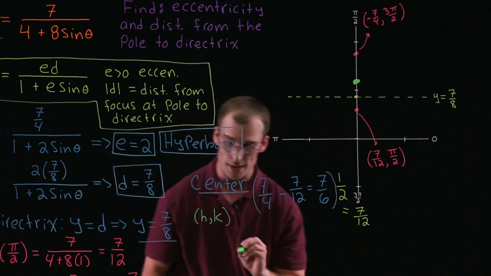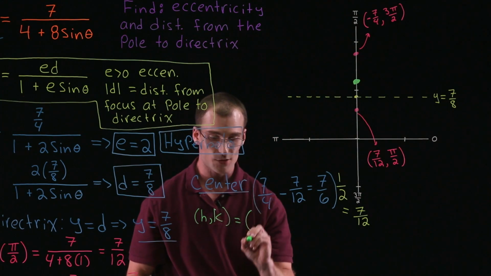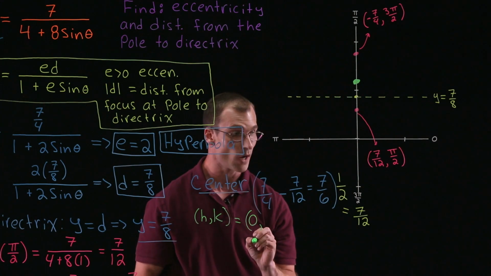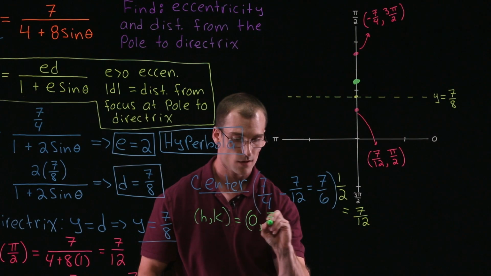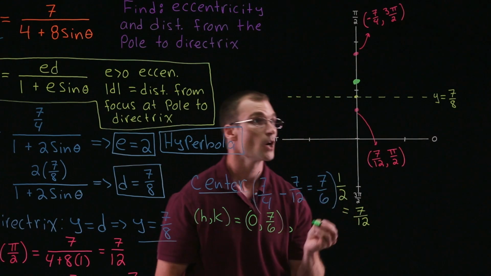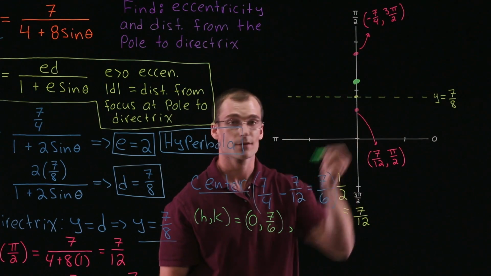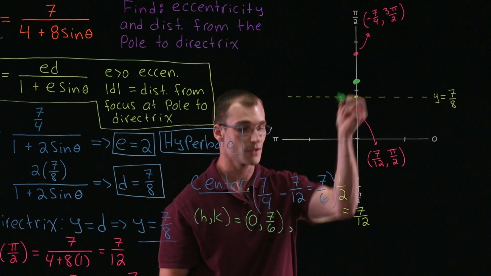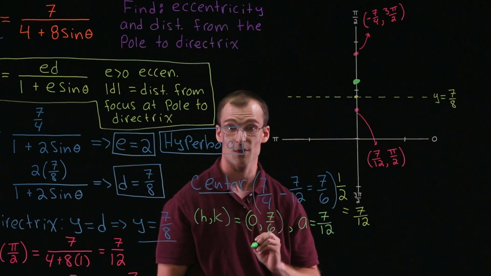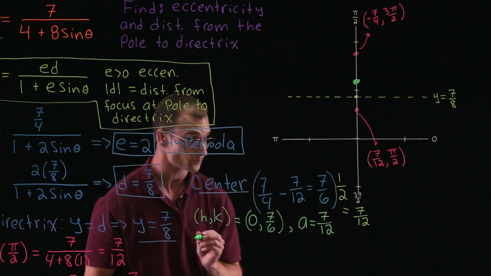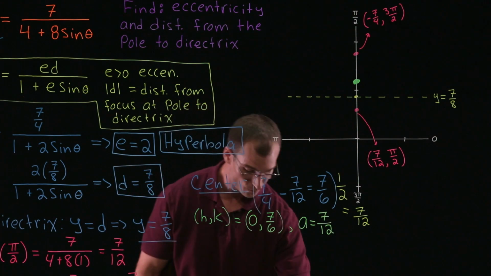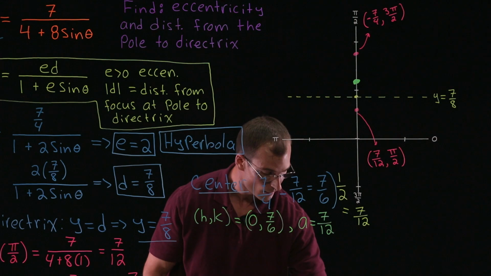which with a hyperbola we're used to thinking of as (h, k), has x coordinate 0, since it's on our y-axis, and y coordinate 7/6. And we also get one more thing about a hyperbola. The distance from the center out to the vertices, our number a, is this 7/12. So a is 7/12, which is going to help us when we find the equation, not of the hyperbola, but of our asymptotes.